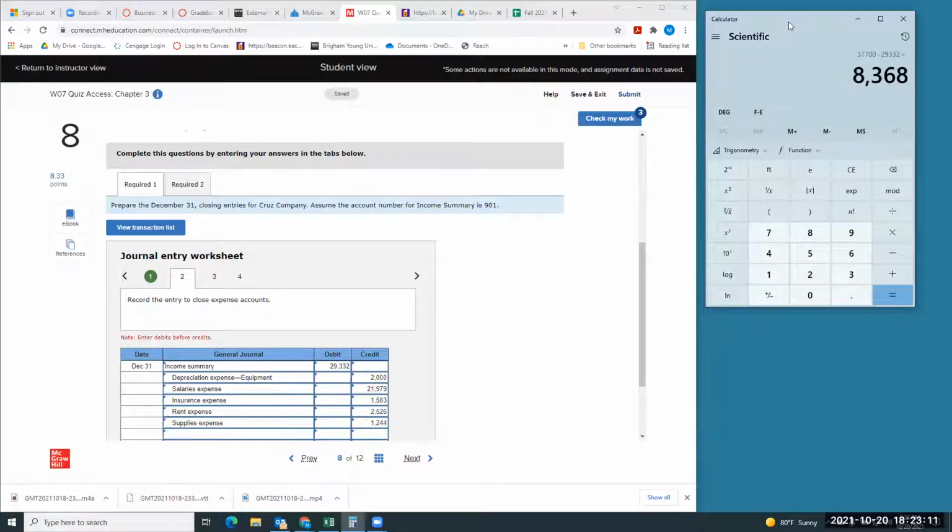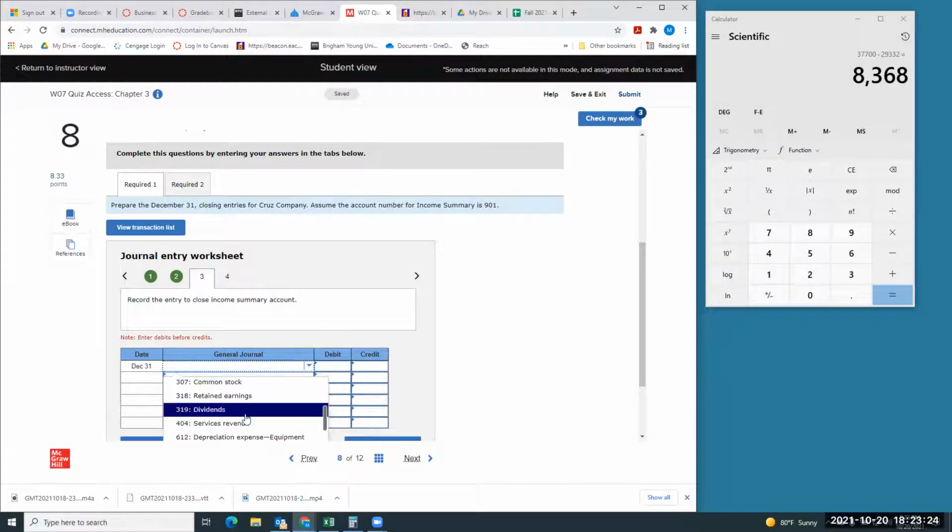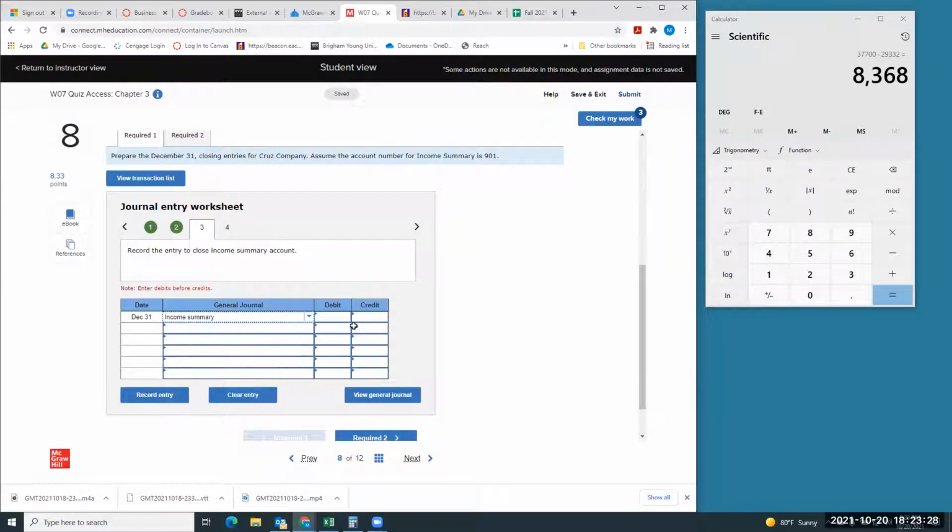29,332. So right now we have a credit balance in our income summary account of 8,368. So to close out income summary, then, if we have a credit balance, we're going to debit income summary 8,368, and we're going to credit retained earnings 8,368.